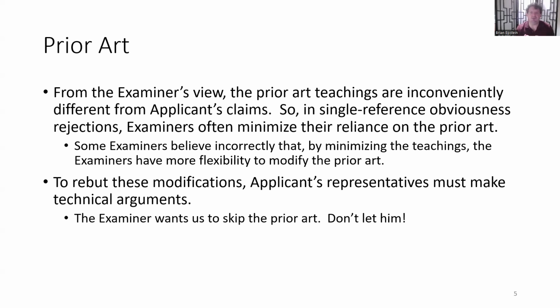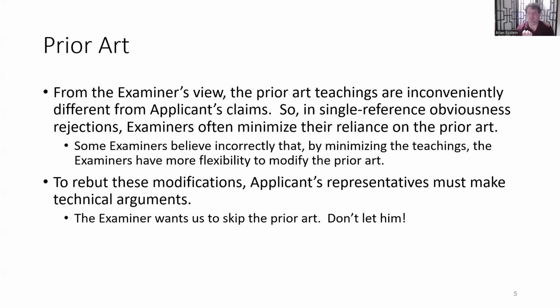So in single reference obviousness rejections, examiners often minimize their reliance on the prior art, right? They incorrectly believe that by minimizing their reliance on these teachings, they have more flexibility to modify the prior art. When we do interviews with examiners on these types of issues, they frequently say, oh, well, I'm not relying on it for the more detailed features.